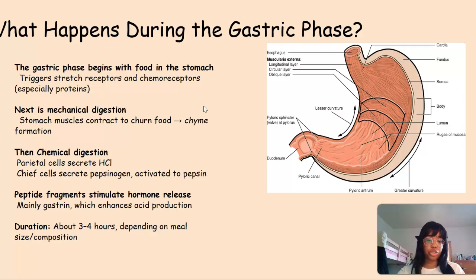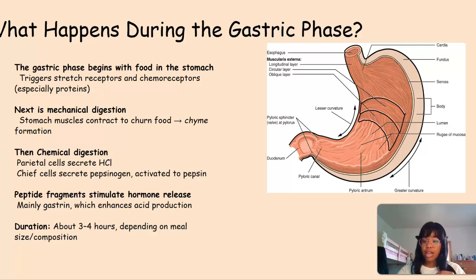What happens during the gastric phase? The gastric phase kicks in when food reaches the stomach. At this point, both mechanical and chemical digestion intensify. Mechanically, the stomach begins to contract, churning the food with digestive secretions to form a semi-liquid substance called chyme.